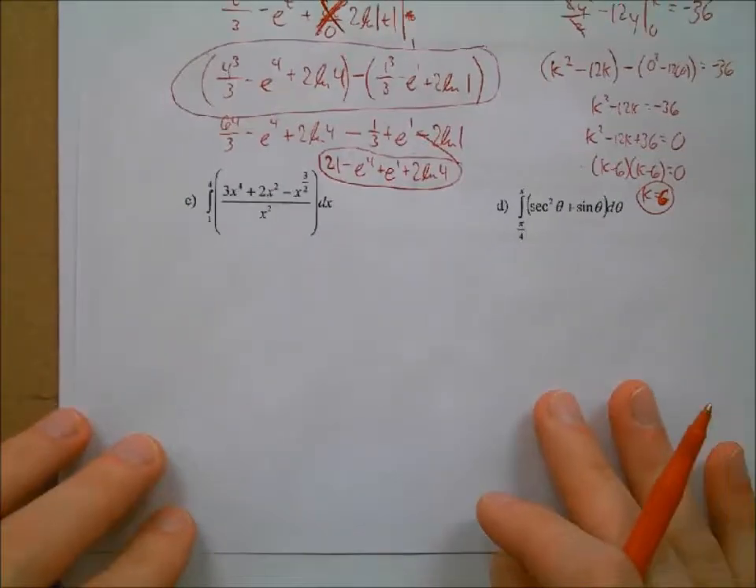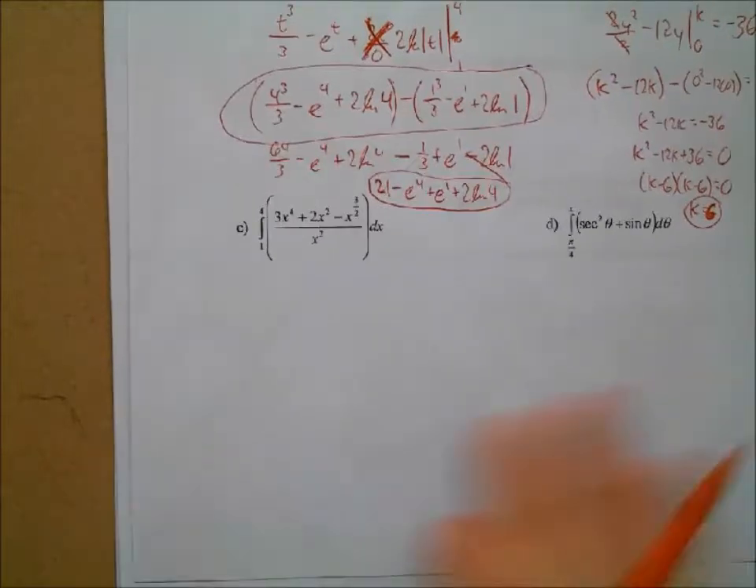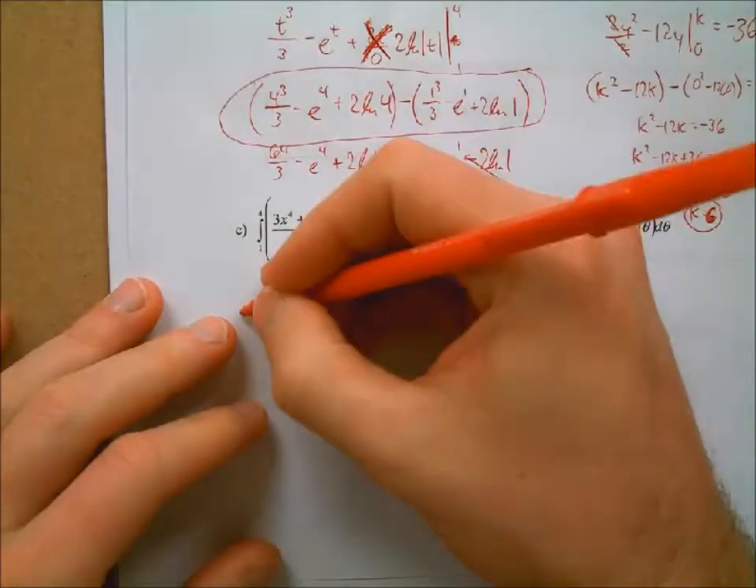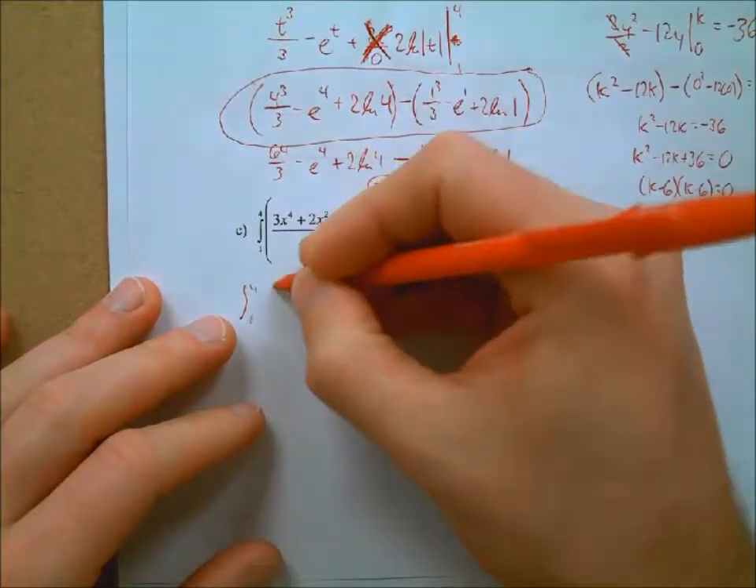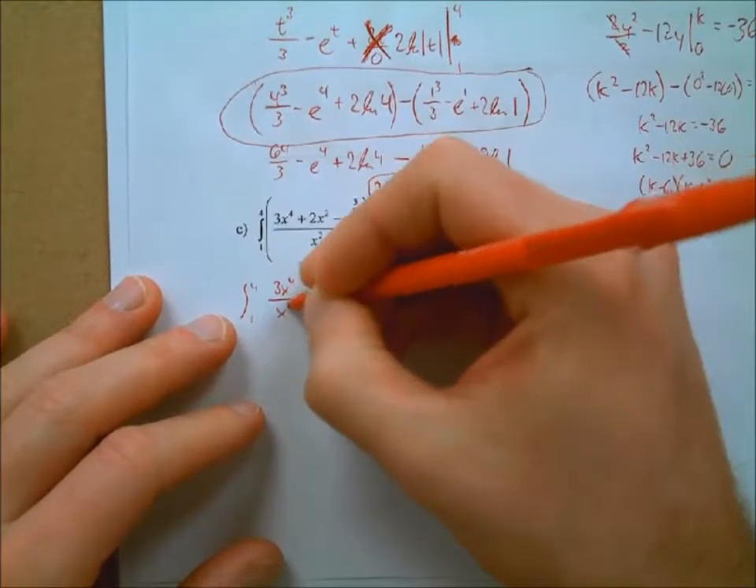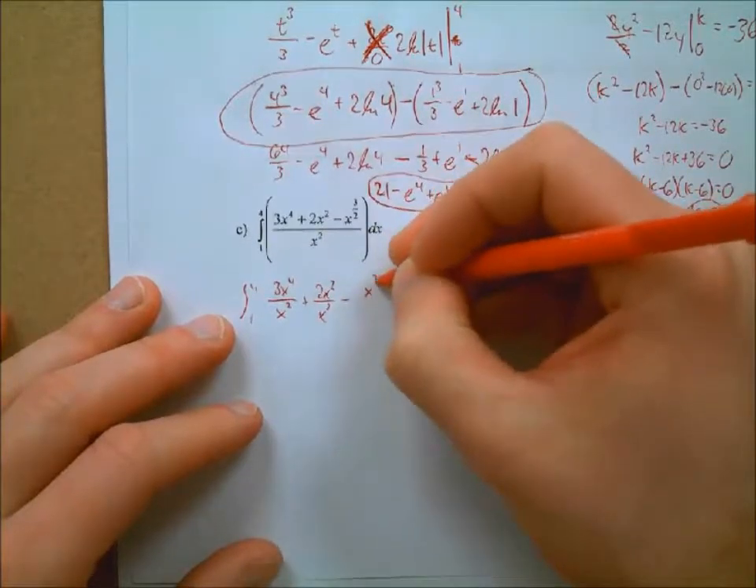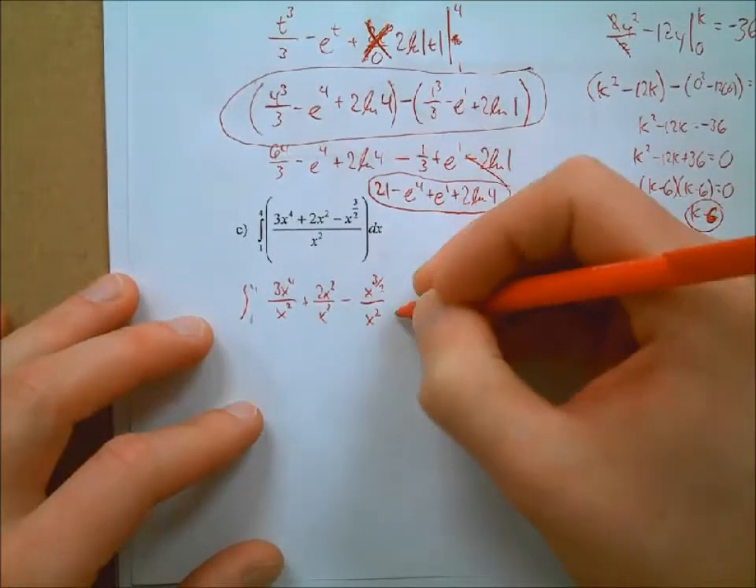All right, letter C. Let's do this definite integral. To evaluate this integral, do we have a quotient rule? No, we don't. So we need to simplify this integral before we then evaluate it here. So let's break it up, right? So we'll say from 1 to 4 of 3x to the 4th over x squared plus 2x squared over x squared minus x to the 3 halves over x squared, like that. And again, with respect to x.